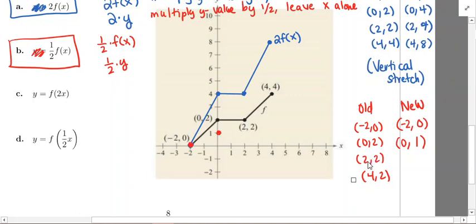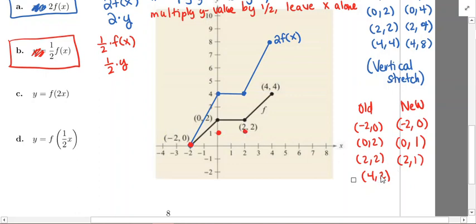Next, the point 2, 2, which is this guy. You're going to leave the x coordinate alone. You're going to take the y coordinate, which is 2, and multiply it by 1/2. 1/2 times 2 is 1. So this point is getting moved to 2, 1 right here.